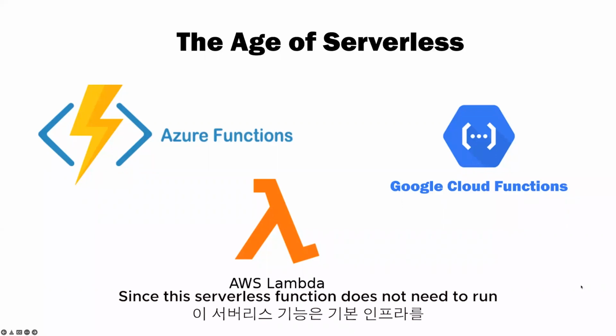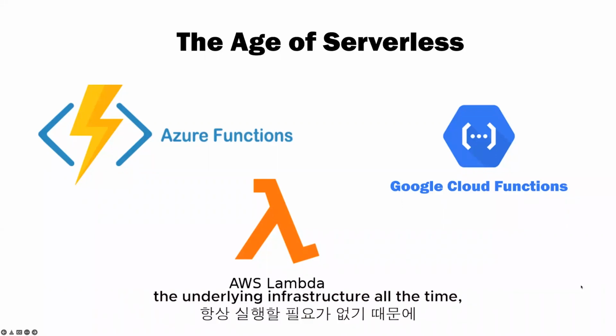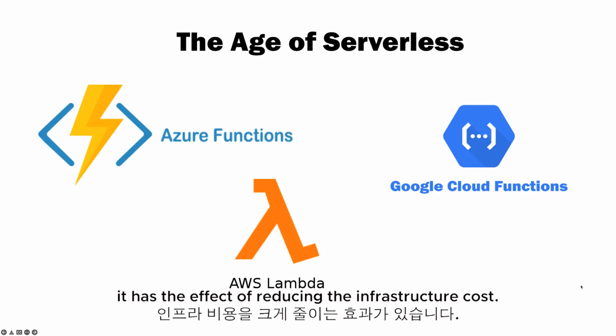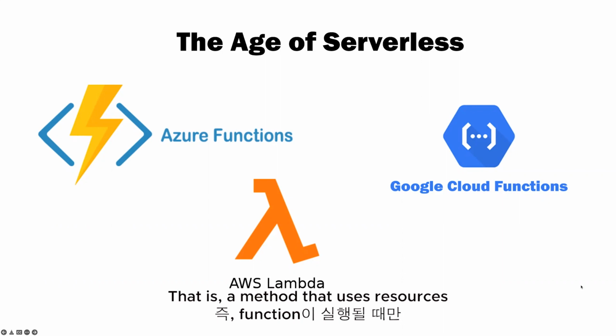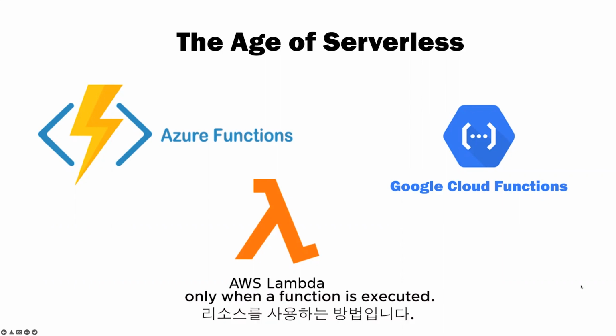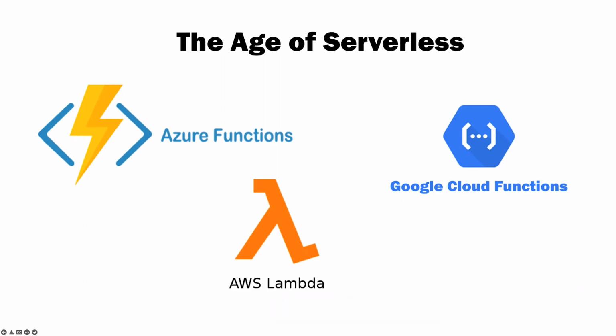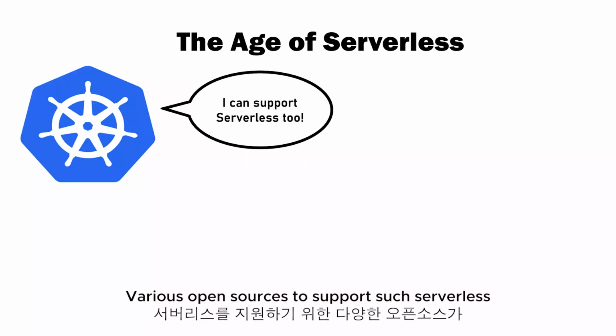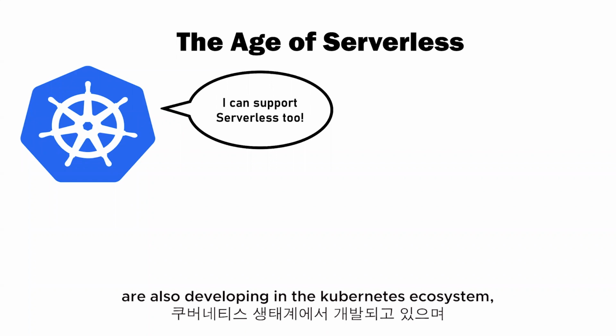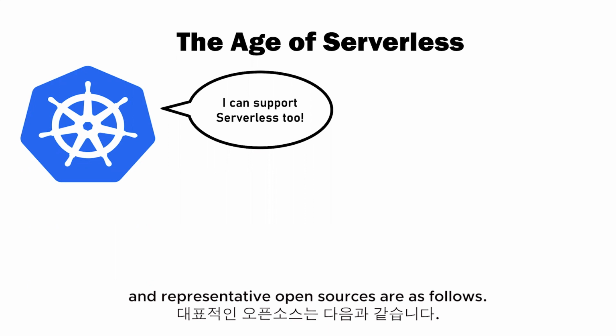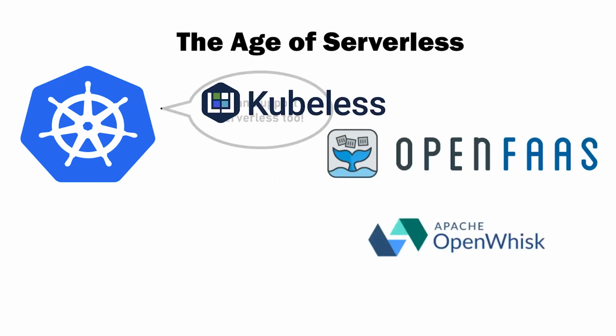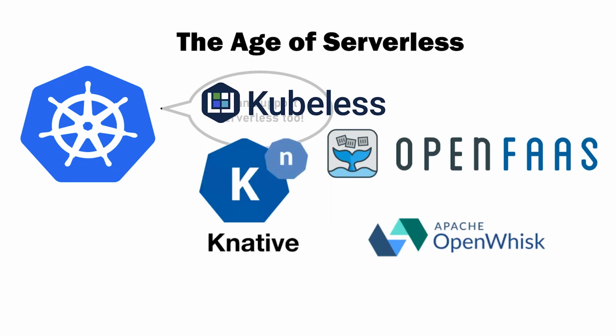Since the serverless function does not need to run the underlying infrastructure all the time, it has the effect of significantly reducing infrastructure cost. That is, the method uses resources only when a function is executed. Various open sources to support such serverless are also developing in the Kubernetes ecosystem, and representative open sources are as follows: OpenFaaS, Kubeless, Fission, OpenWhisk, and Knative.